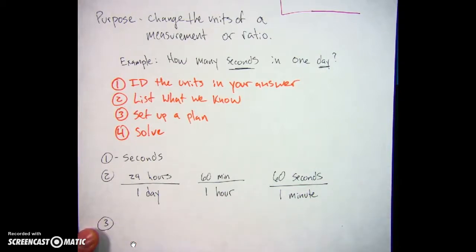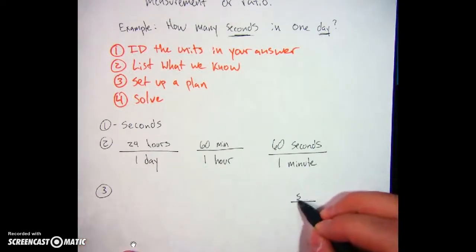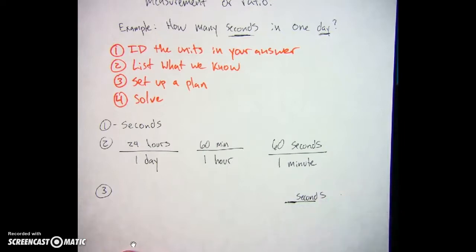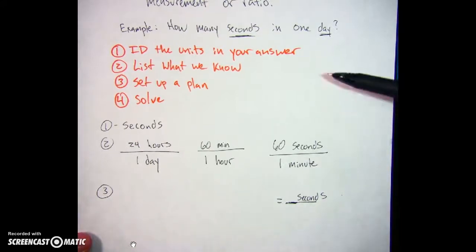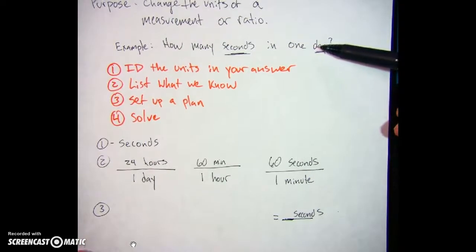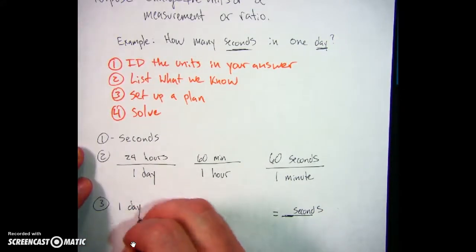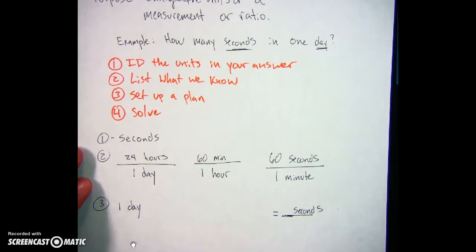For setting up my plan, I know that I need to end with seconds, so I'm going to make a little blank down here on the end, and my blank is going to be seconds, and it's going to be some amount. So some amount of seconds, and we want to end up with that. All this space in front is for the equation that we're going to do. We know that we're going to be starting with one day, so I always write down at the beginning the thing that I'm starting with. So I'm starting with one day, and we've got all the rest of this space to work with.